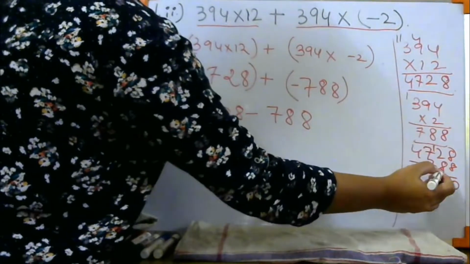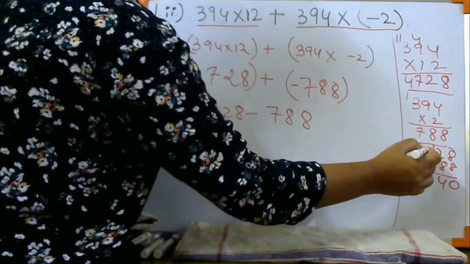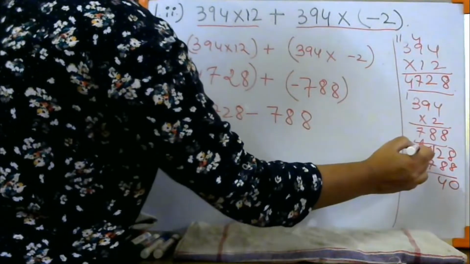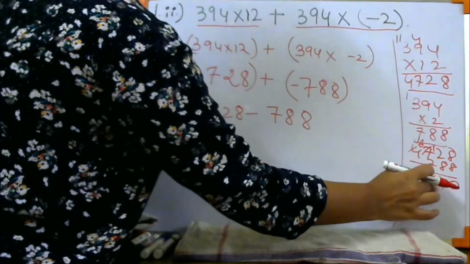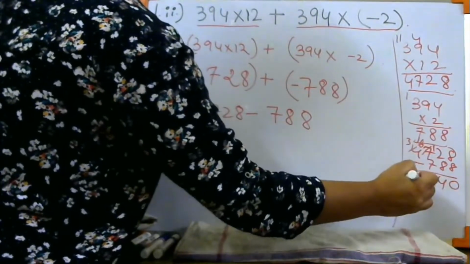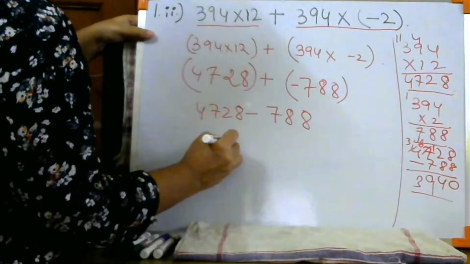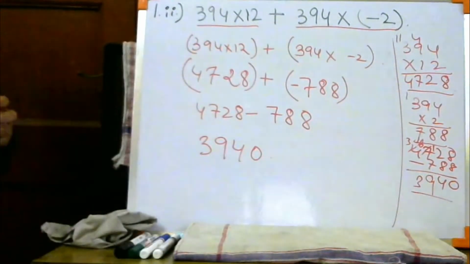0, 1 at the top, so it's coming 4. From here if I minus, then here it's coming 8. No, it's 9 and next 3. 3940. 3940. This is my answer.